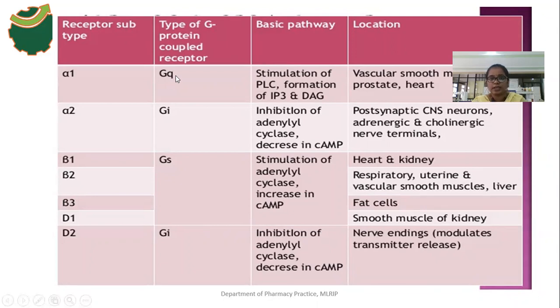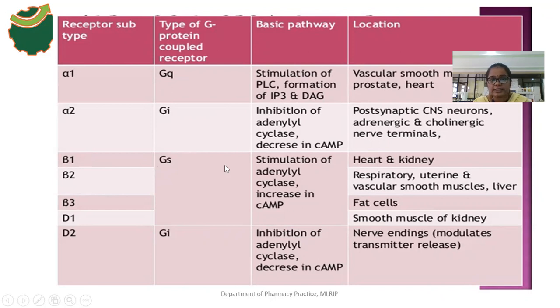The alpha 1 receptor is associated with Gq protein, and it is mainly located at the vascular smooth muscle, eye, prostate and heart region. The alpha 2 receptor is associated with the Gi protein, an inhibitory G protein, and it is mainly located at the postsynaptic CNS region and adrenergic and cholinergic nerve terminals. Beta receptors are associated with Gs protein, a stimulatory G protein.